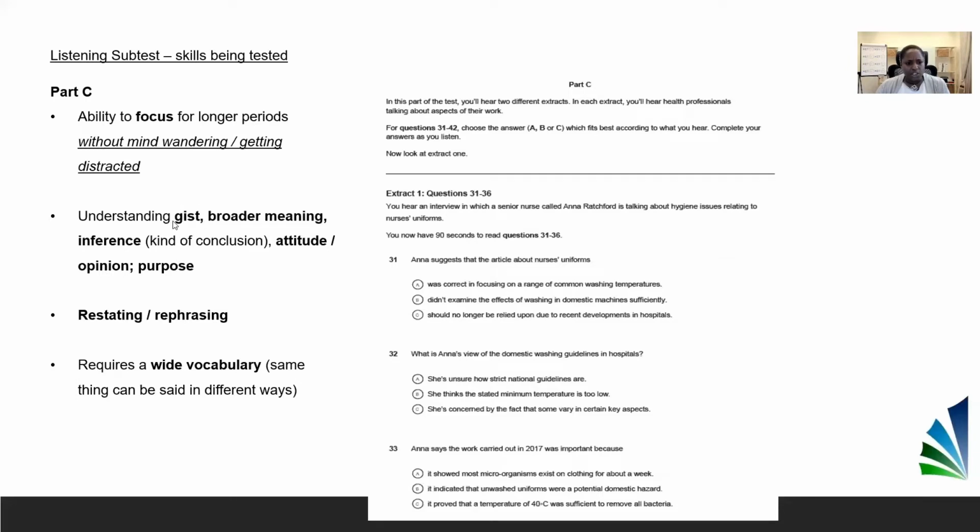Again, similarly, you've got to be able to understand gist, broader meaning, inference, attitude, and opinion as well, because the speaker is going to have an opinion that they give, but in an indirect way usually, and the purpose of them saying some things. So they may bring up a topic, and the question is not about the topic itself, but why are they talking about this topic? Restating and rephrasing once again. And again, that means you need to have a wide vocabulary because same thing, different ways.